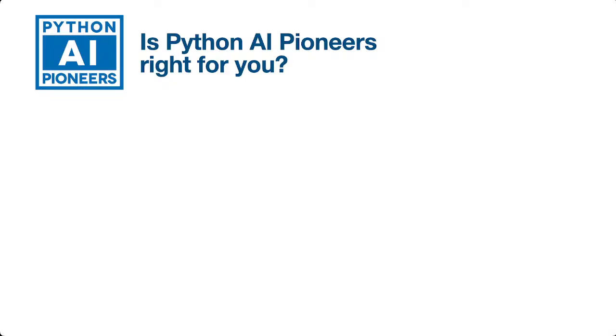So you see, the secret sauce hasn't changed. It's all about keeping things super simple, moving forward only one small step at a time, and making sure you've got all the support that you need. Because that's what really works, whether we're talking about old school Java or cutting edge Python with AI. Now, let's talk about who this program is perfect for. Is this Python AI Pioneers program right for you?